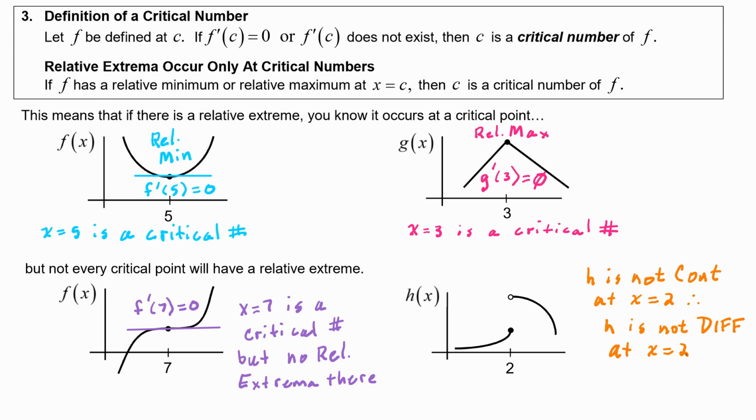Remember, we learned earlier that if a function is not continuous at an x value, it will also be not differentiable there. So that means h prime of 2 is undefined, does not exist. So that means we know that x equals 2 is a critical number, but once again, we see that there's no relative extrema there.